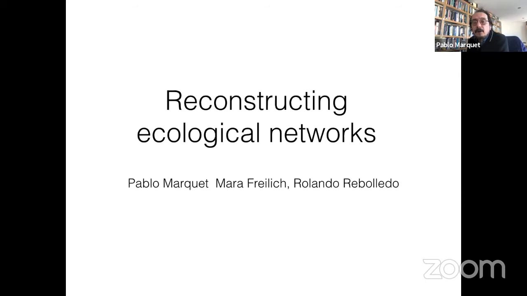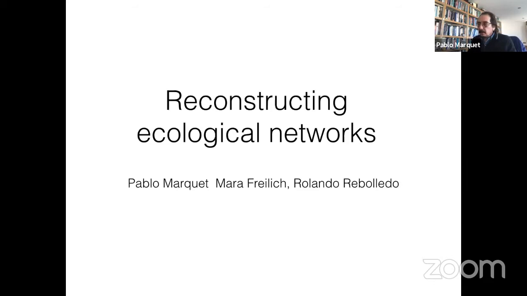In terms of how you can infer the graph, which is the graph that actually represents the architecture of ecological interactions and the environment where these interactions are taking place. So it's a very complex problem.